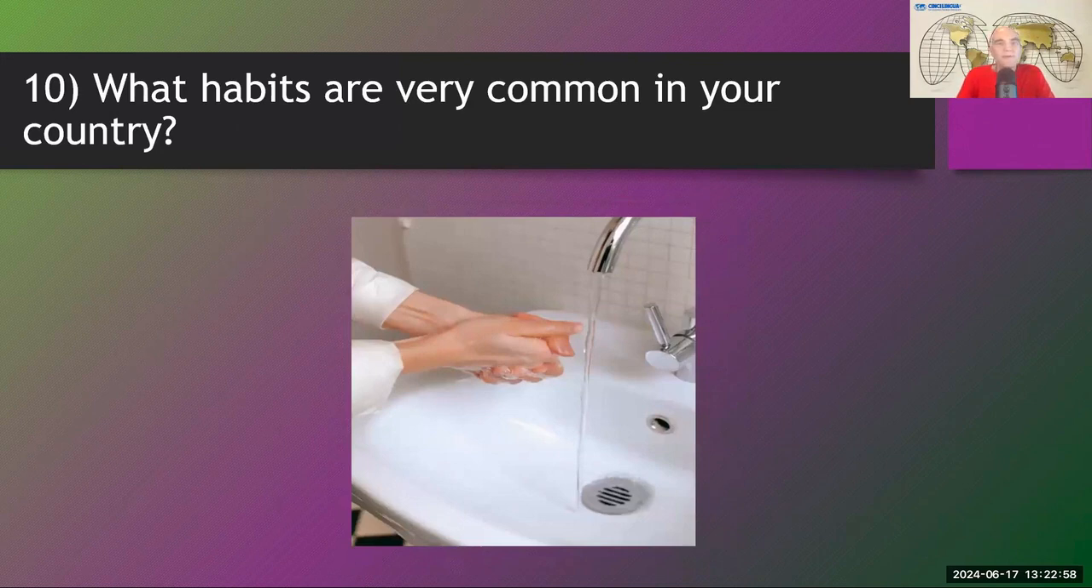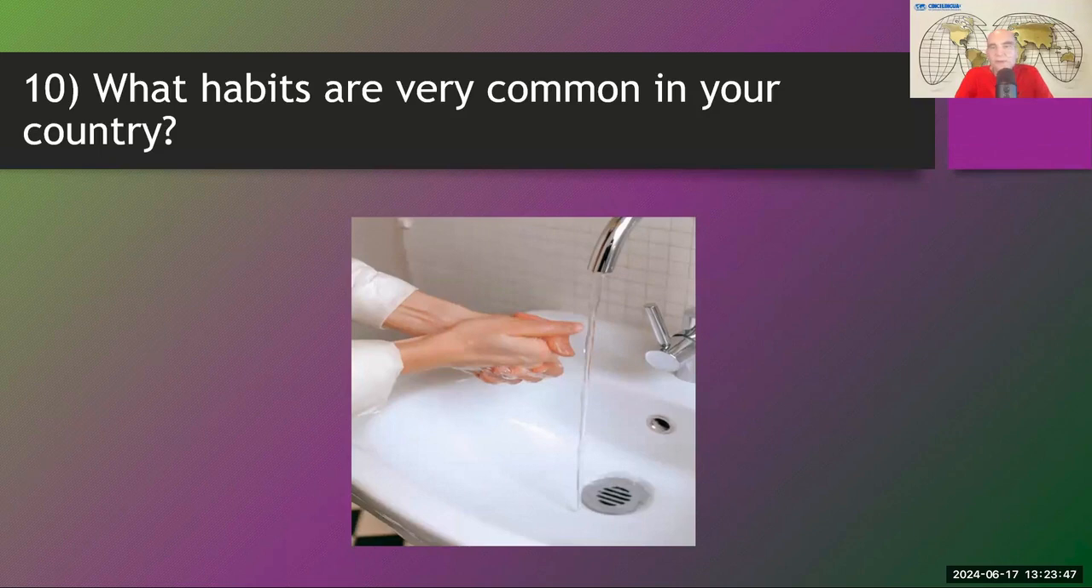Number 10, what habits are very common in your country? Well, here we have the habit of washing hands, washing one's hands. This is very common, and it's a good habit. Washing your hands frequently. Research shows that this is perhaps one of the most effective ways of avoiding things like viruses and germs and preventing a lot of potential illnesses, just with this habit of washing your hands frequently. So this is a common habit in the United States.